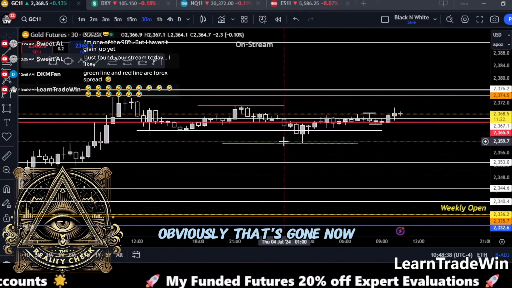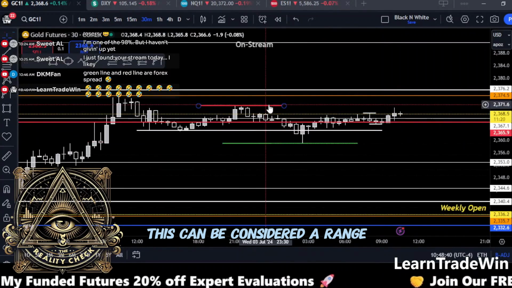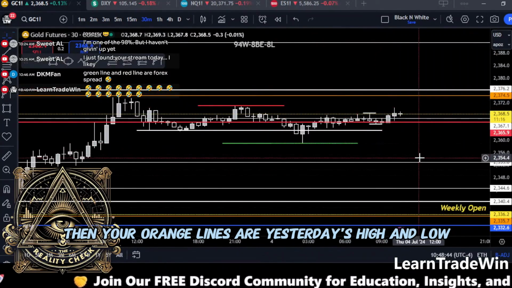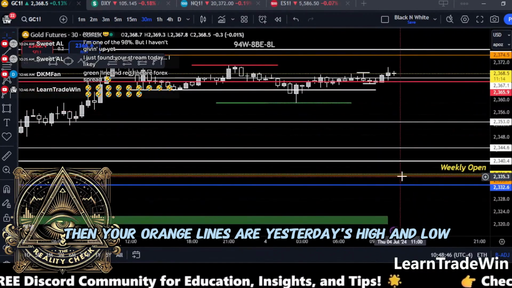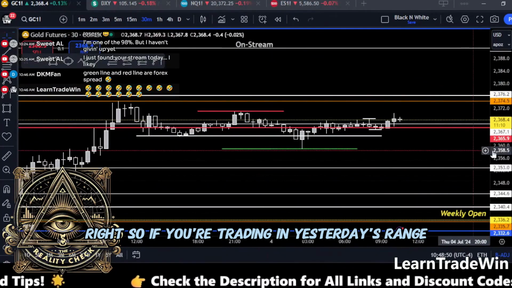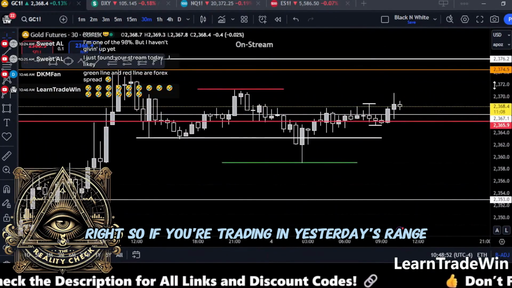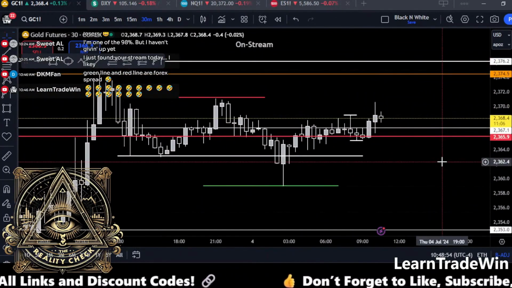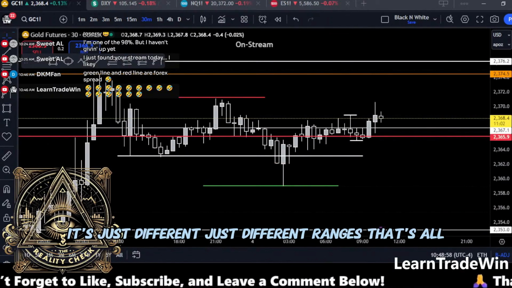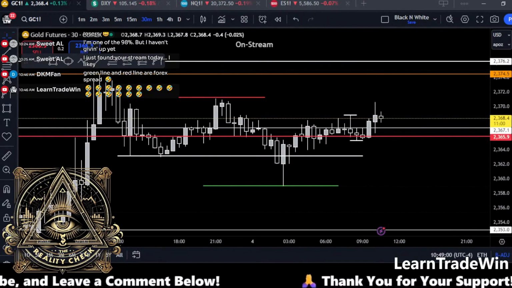Obviously that's gone now. This can be considered a range, your current day high and low. Then your orange lines are yesterday's high and low, right? So if you're trading in yesterday's range, then you can use that to your advantage too. You know what I mean? It's just different ranges, that's all.